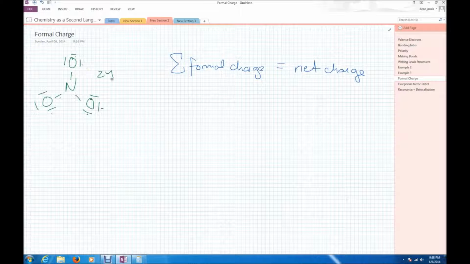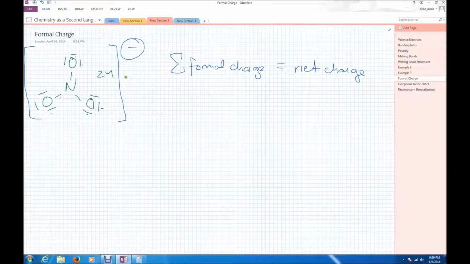This is NO3 minus, right? So for ions, we draw brackets around them and put the charge on the outside. That's just how we usually do this. So that means the sum of the formal charges in here should equal -1. Let's just see if this is right, though.